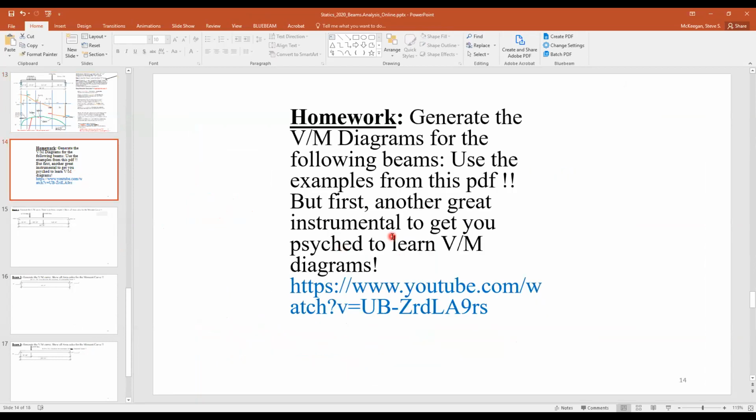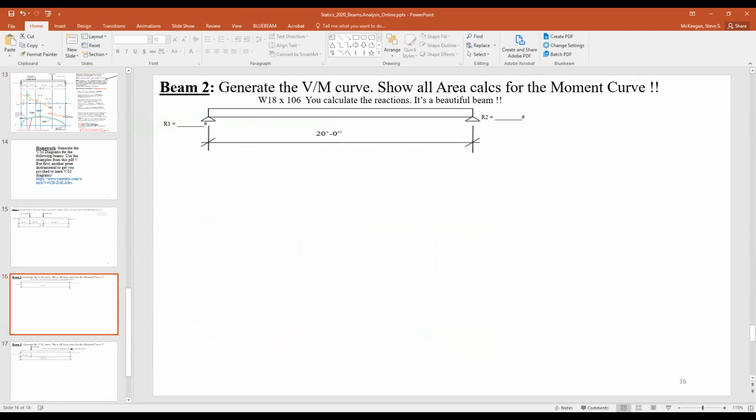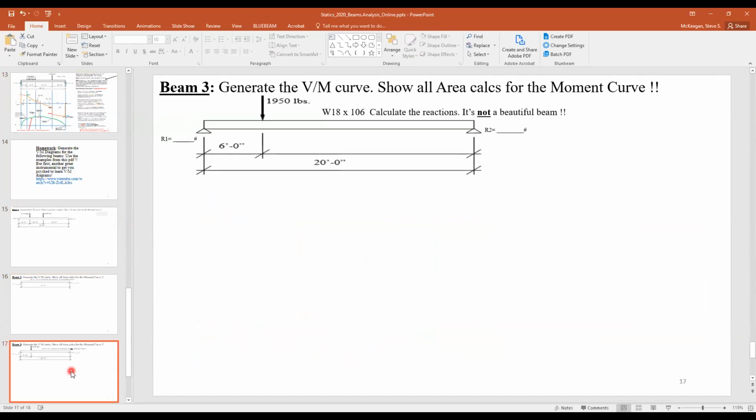Hopefully you've listened to these good instrumentals. Again, this was beam 1. There was no beam weight. In this one, there was beam weight. And this one only has beam weight, no partial linear loads, along with a downward concentrated load 6 feet from the left end reaction.